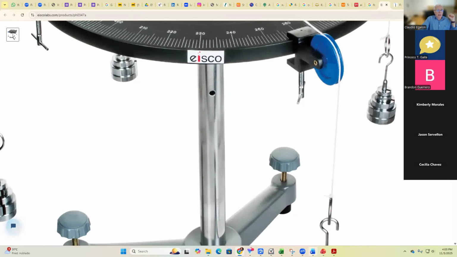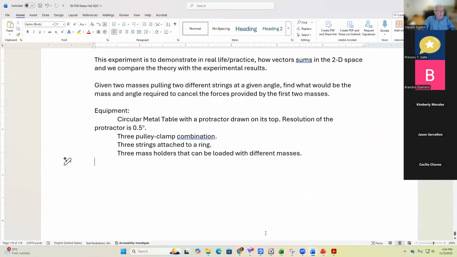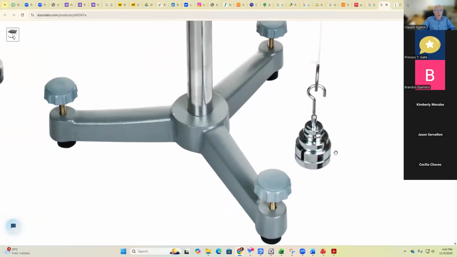Now let's continue with our stuff before we get behind. 3 mass holders that can be loaded with different slotted masses, right? Several slotted masses, and you have a bunch of those. Every college has a bunch of those slotted masses. Do you see how the slotted masses look? So you can picture how this experiment is performed. It has a notch. See, those slotted masses have a slot here, so you can slide the slotted masses on the mass holder.